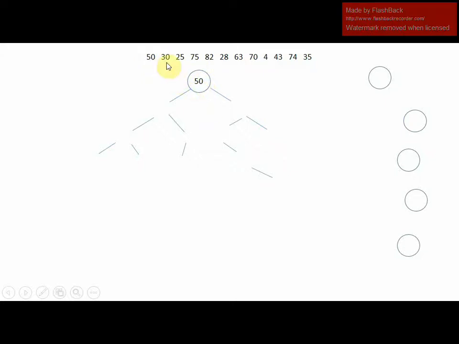If we have a look at the next number, 30, 30 is less than 50, so less always goes left. So we're going to be placing our 30 here. 25 is our next number in our array. So 25 is less than 50, less than 30, so it's going to go to the left again, and here we have it represented. 75. 75 is more than 50, so we're going to be starting to head right. 82, again, more than 50, more than 75, so it will end up on the right hand side.